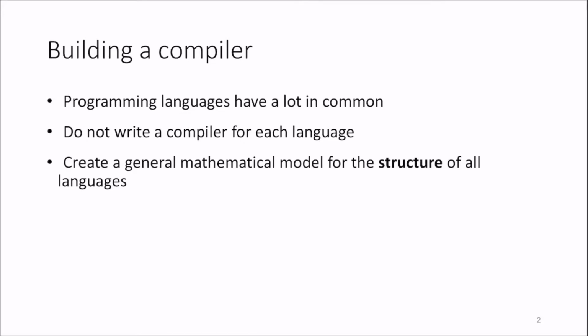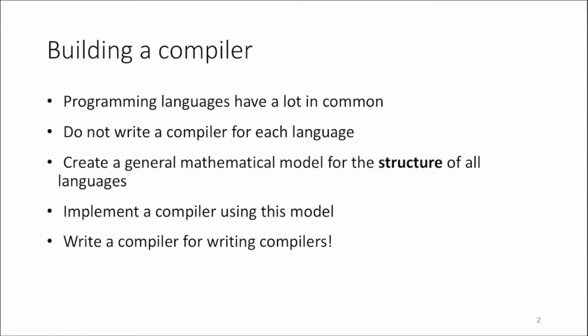The key insight in compiler design is that you exploit a general mathematical model for the structure of all programming languages. What makes it easy is that we implement a compiler using this model. Essentially what we're doing is creating a new kind of programming language, built for writing compilers. So essentially we're writing a compiler that will help us write compilers. Again, this is the sort of meta-level reasoning that we've been hitting on throughout this series of introductory lectures.